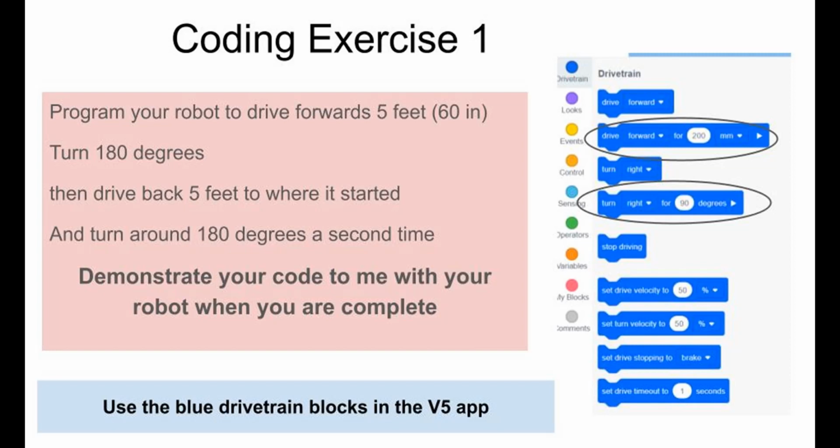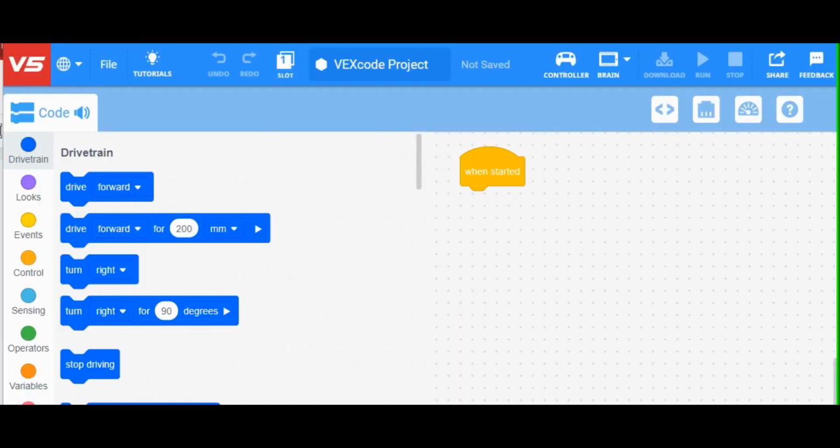In order to complete this code, you will need to use the blocks circled next to the screen. Make sure you are using the blocks titled Drive Forward 4 and Turn Right 4 so the robot knows when it needs to stop. The first step in our code is grabbing a Drive Forward block. Make sure to grab the one that says Drive Forward 4, change that to inches, and then change the number to 60 inches to represent 5 feet.